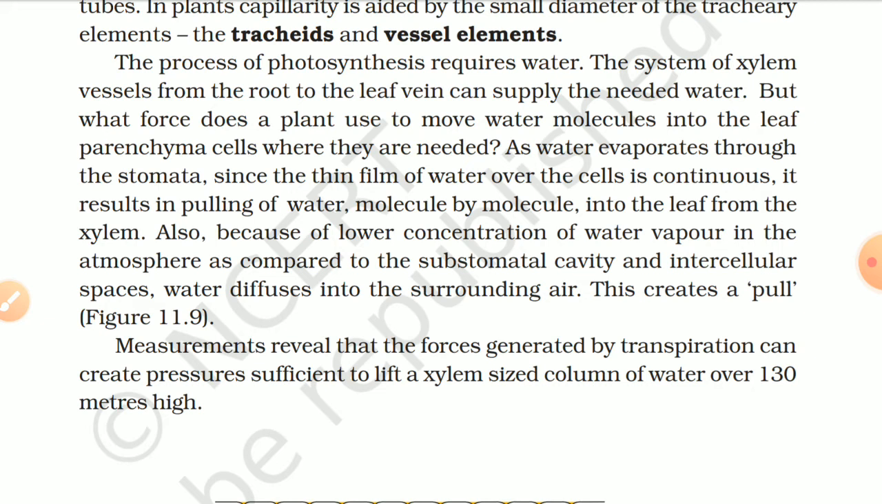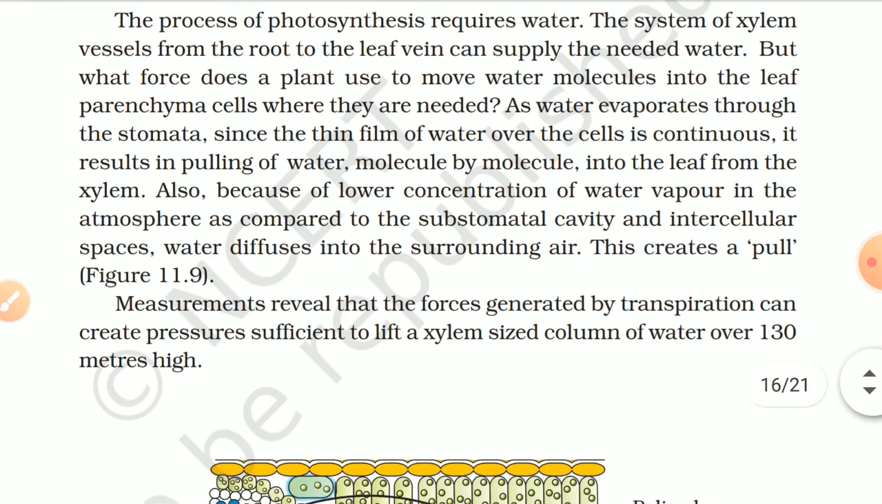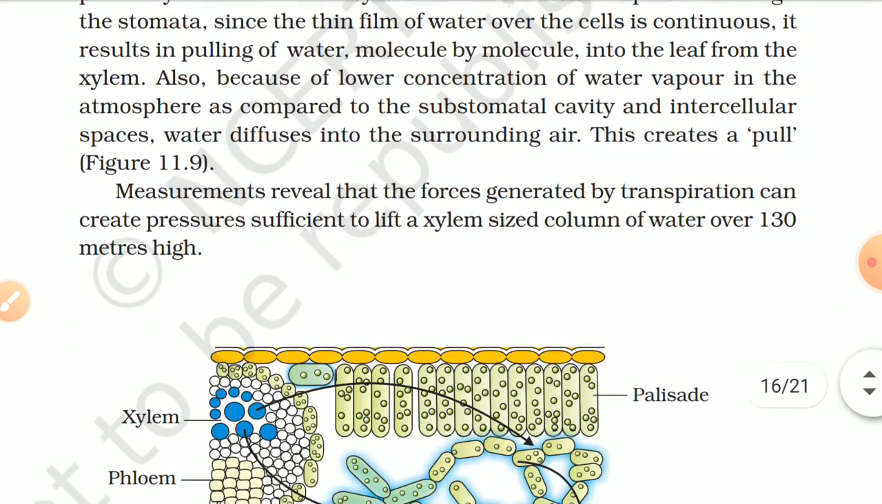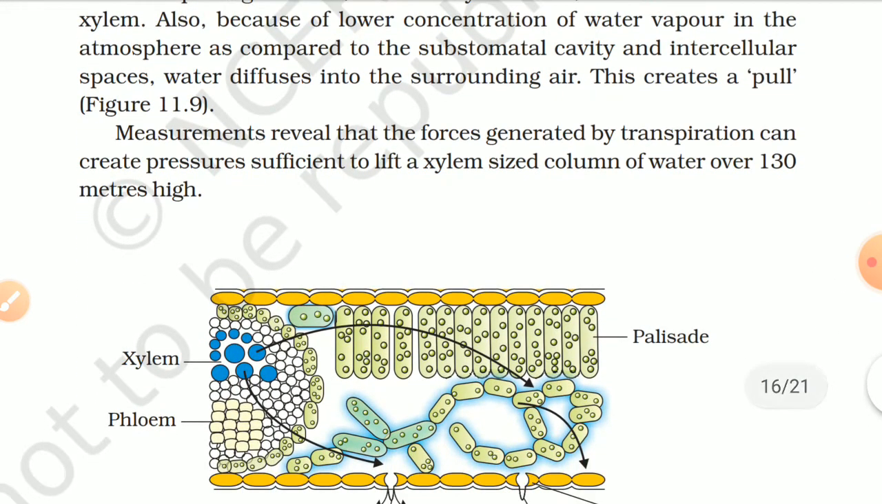Also, because of lower concentration of water vapor in the atmosphere as compared to the substomatal cavity and intercellular spaces, water diffuses into the surrounding air. This creates a pull. Figure 11.9. Measurements reveal that the force generated by transpiration can create pressure sufficient to lift a xylem-sized column of water over 130 meters high.